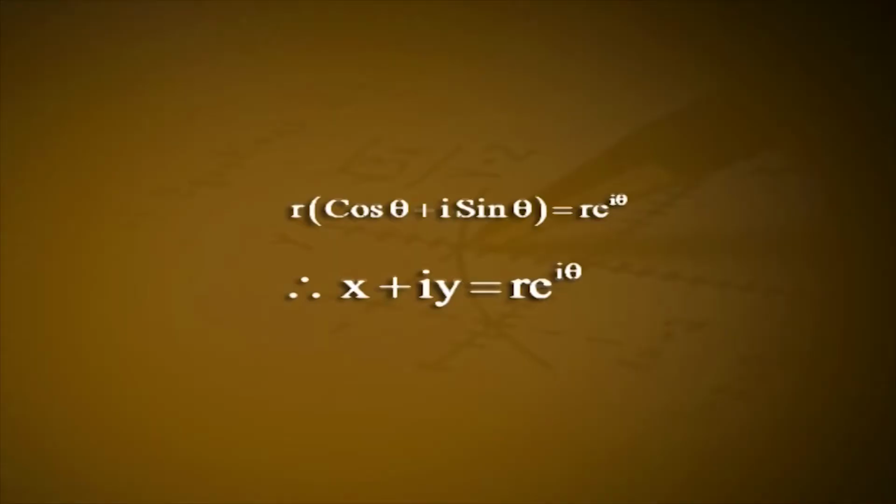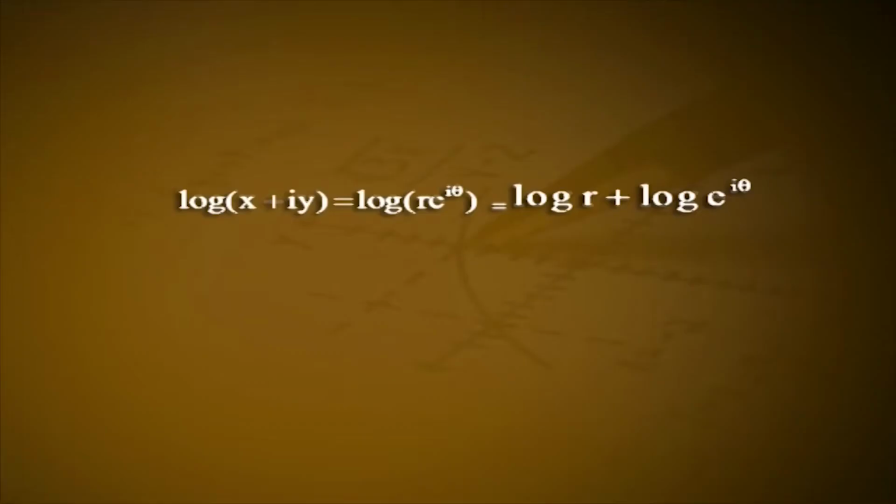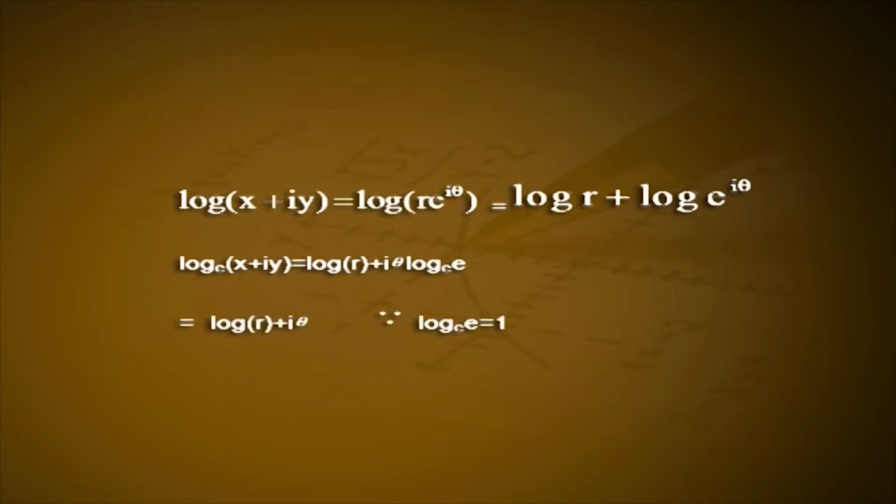Then we use Euler's formula to rewrite the complex number from polar form to exponential form. r into cos theta plus i sin theta is equal to r into e to the power of i theta. Therefore, x plus iy is equal to r into e to the power of i theta. Now, we take logarithm on both sides, then we get log of x plus iy is equal to log of r e to the power of i theta, which is equal to log r plus log e to the power of i theta. That is, log of x plus iy base e is equal to log of r plus i theta into log e base e, which is equal to log r plus i theta. We know that log e base e is equal to 1.